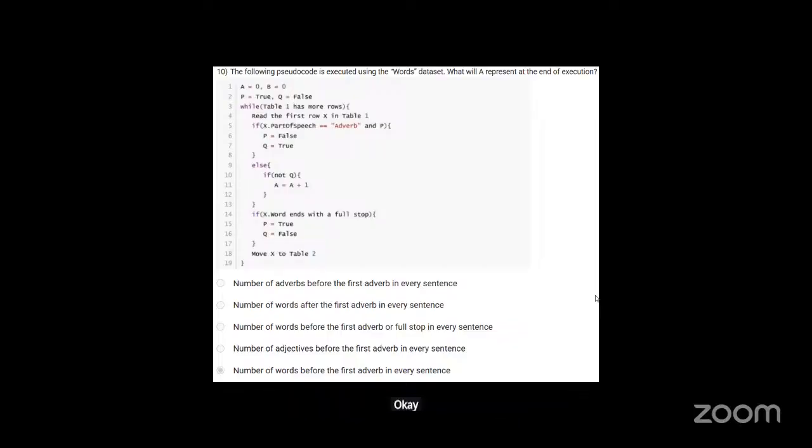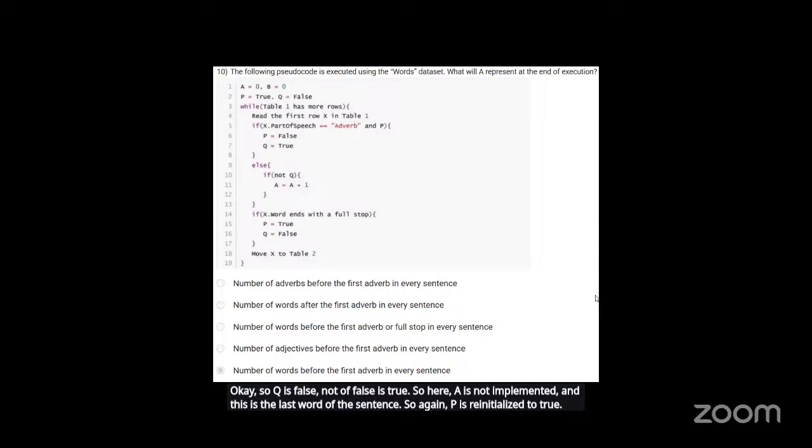So Q is false, and not of false is true. So here A is not incremented. And this is the last word of the sentence. So again, P is reinitialized to true, Q is reinitialized to false. So the A value at the end of this 4-word sentence is 2.